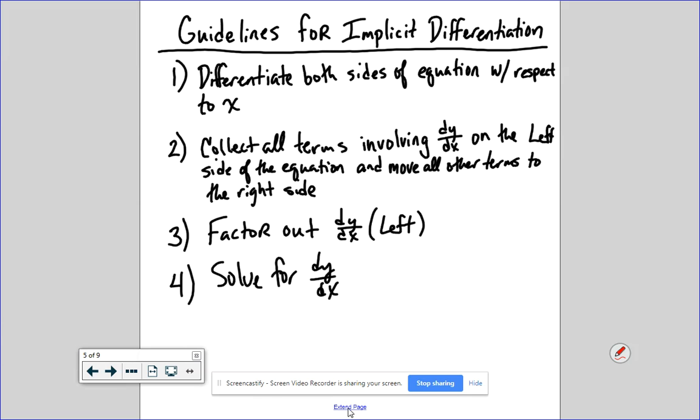Factor out dy/dx, and again, all the dy/dx's should be on the left side. So you're going to GCF, pull out dy/dx, leave everything else inside the parentheses, and then solve for dy/dx. So you divide by the parentheses on both sides.